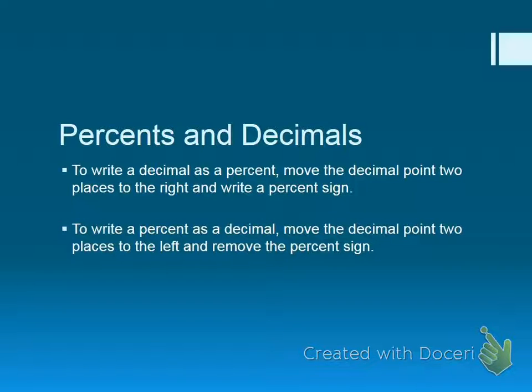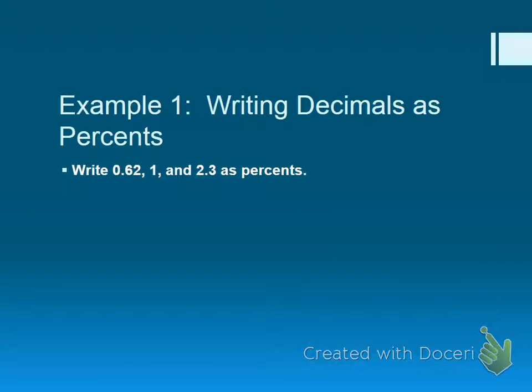All right, let me just mark this slide so it captures. All right, so that's all it's talking about on this one. So how does it look in an example? It says, write 0.621 and 2.3 as percents. So one of these is less than 1, one of these is 1, and one is a little more than 1. All of these as percents.